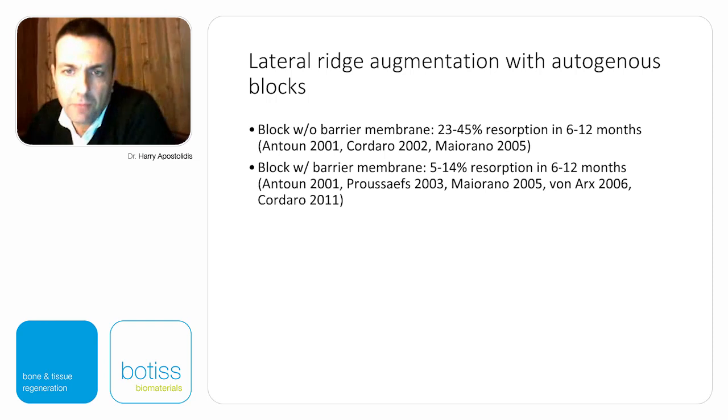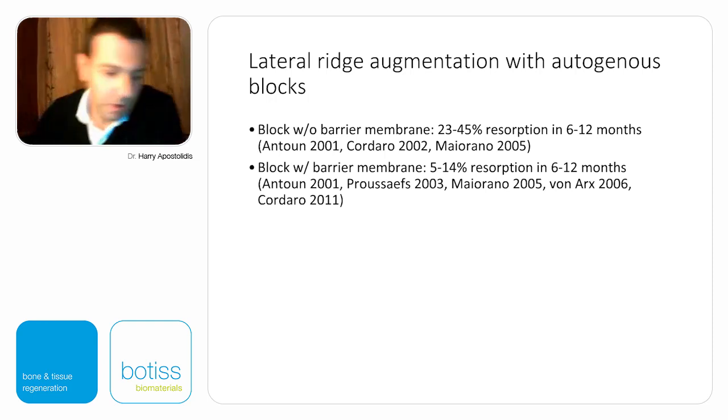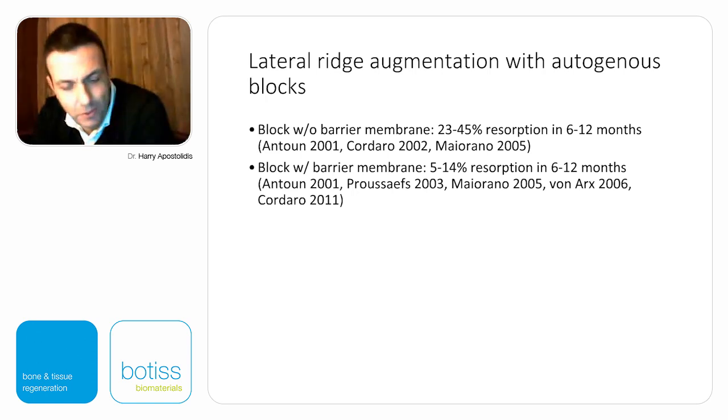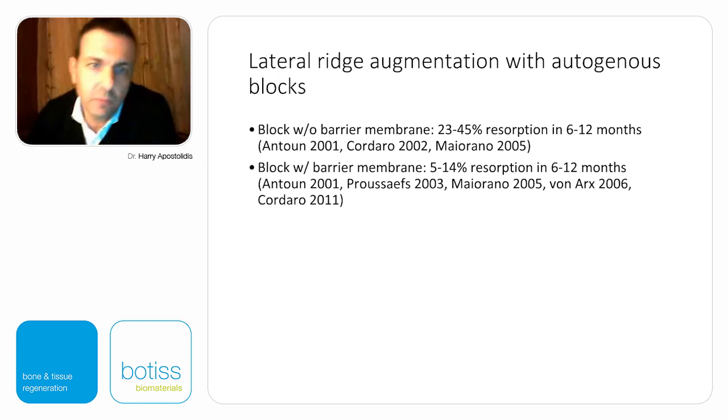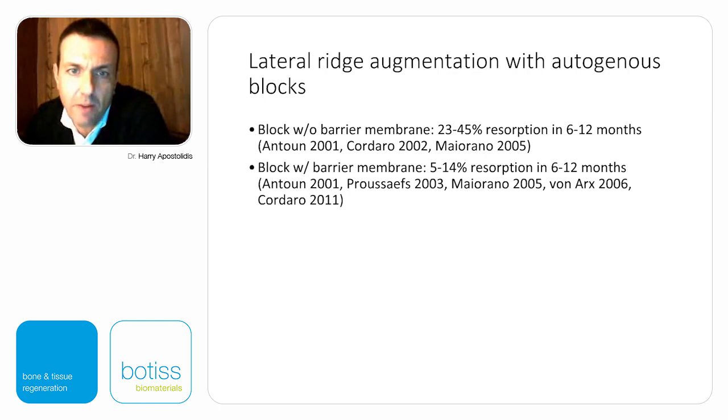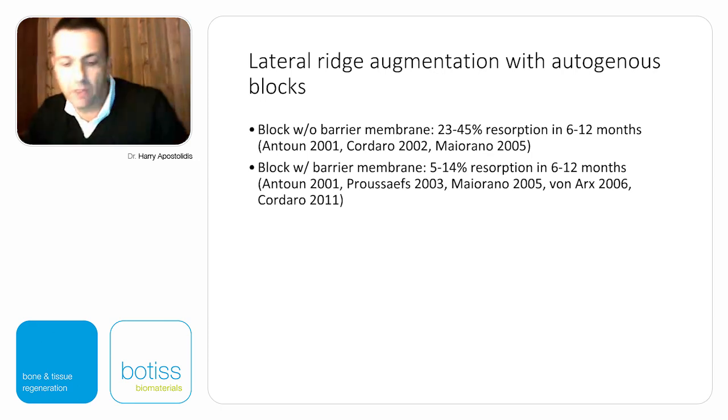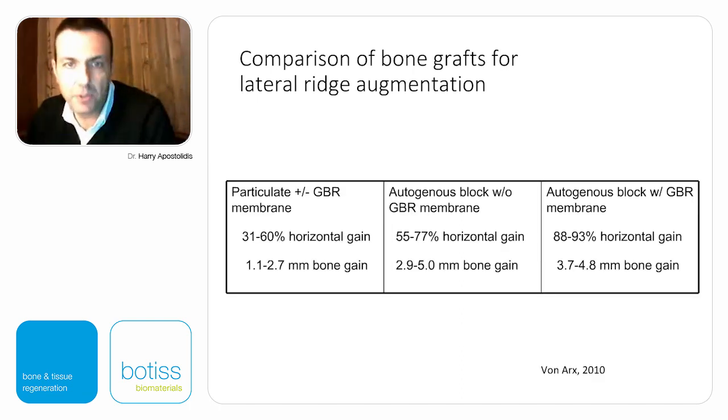So we have a lot of papers that show that lateral ridge augmentation with autogenous blocks works. Actually, we're not reinventing the wheel here. We have strong evidence behind the bone blocks. In the older days, we used them without barrier membranes, and we saw a lot of resorption. But lately, if we add xenograft granules and membranes around the blocks, we go down a lot on the resorption rate, and we have a very nice, steady and stable result.